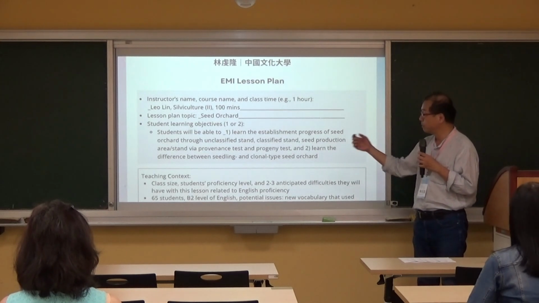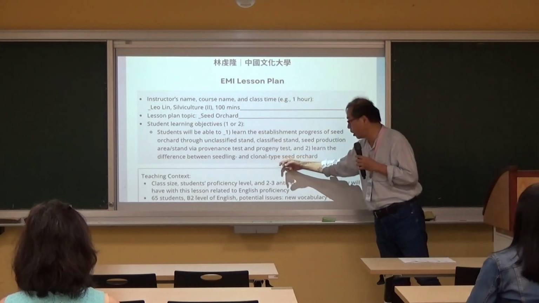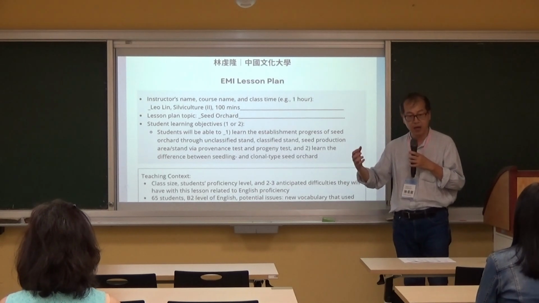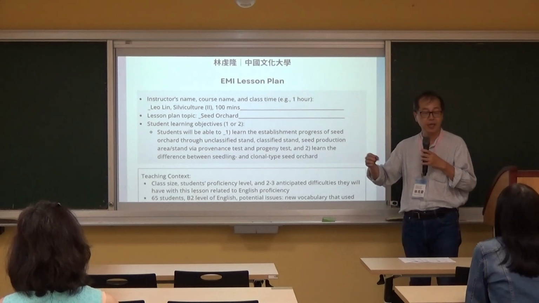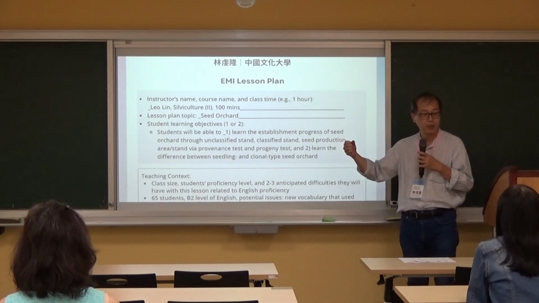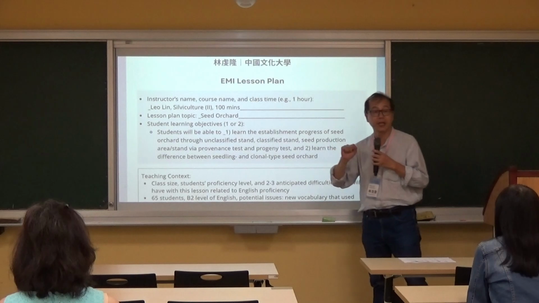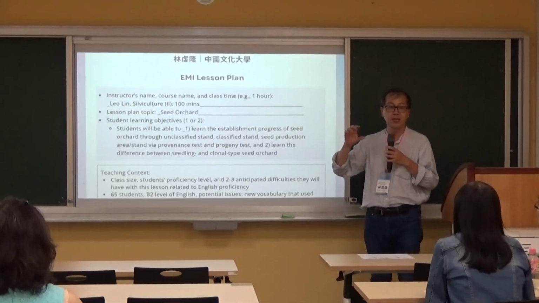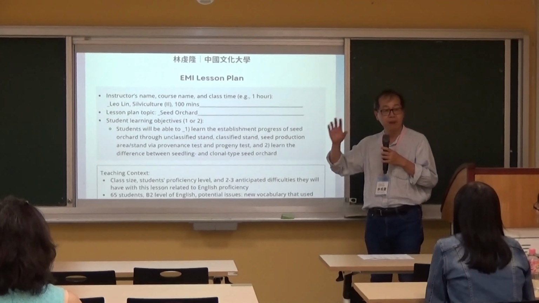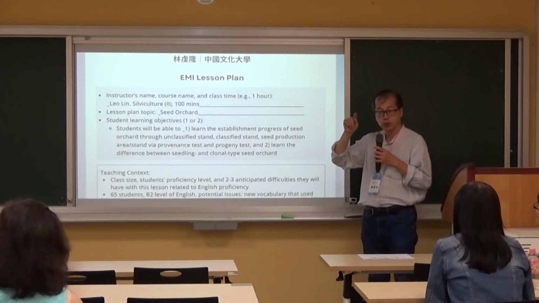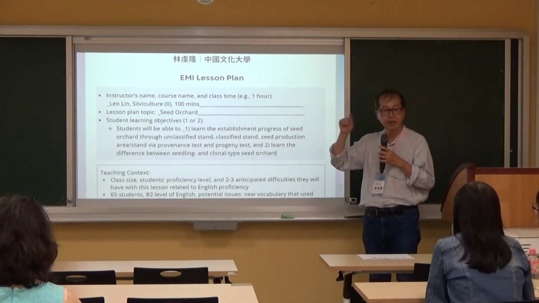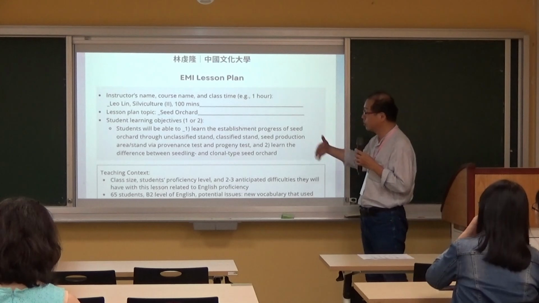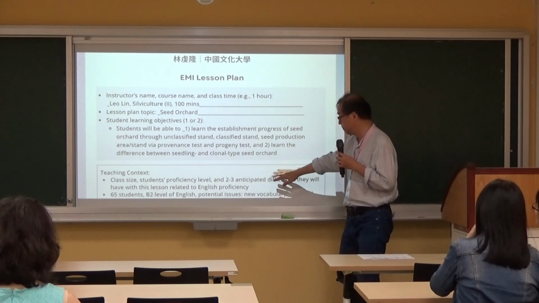So the difference between those two: in the clonal type, the nature of the seed of the tree is exactly like the selected tree. The seedling, because it is the combination of father and mother, the genetic character will be different from the mother tree. So let the student know their difference.